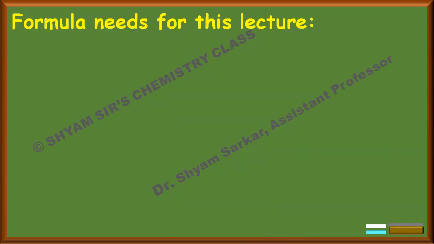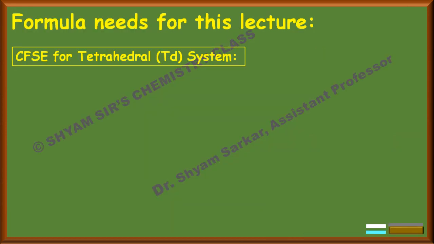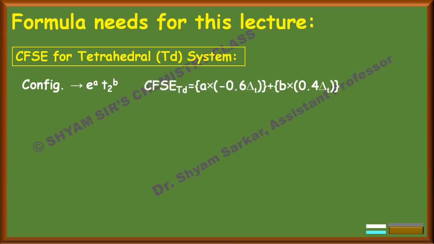The formulas which I will be using in this lecture are: first, CFSE calculation for a tetrahedral system. If we have an electronic configuration E^A T2^B, where A and B are the number of electrons in the E orbital and T2 orbital, then CFSE for tetrahedral will be A into minus 0.6 delta T plus B into 0.4 delta T.